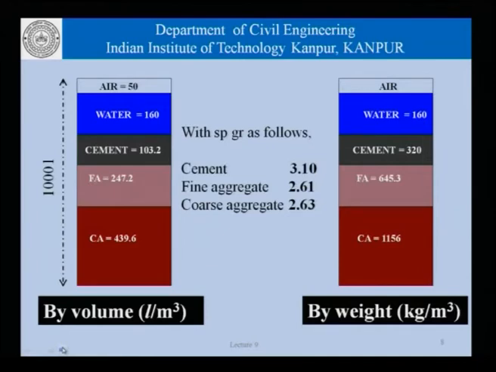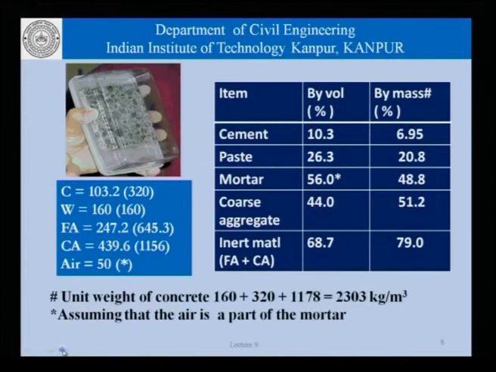We also had with us this weight distribution of the materials in terms of water, cement, fine aggregate and coarse aggregate. Now, if we look at this distribution that we got, cement of 103.2 liters, 320 kgs, water of 160 liters per cubic meter or 160 kgs, fine aggregate and coarse aggregate as is given here, and the fact that we had 50 liters of air in the concrete.